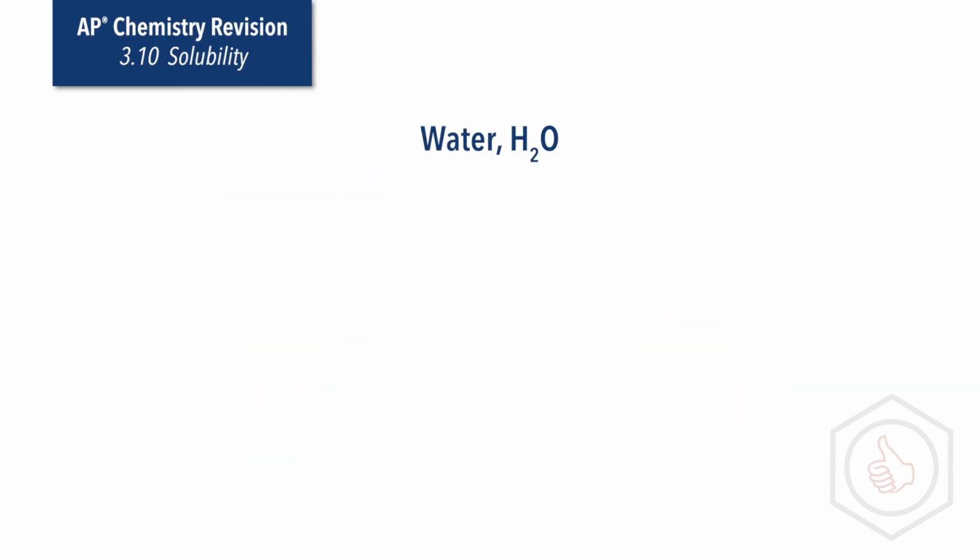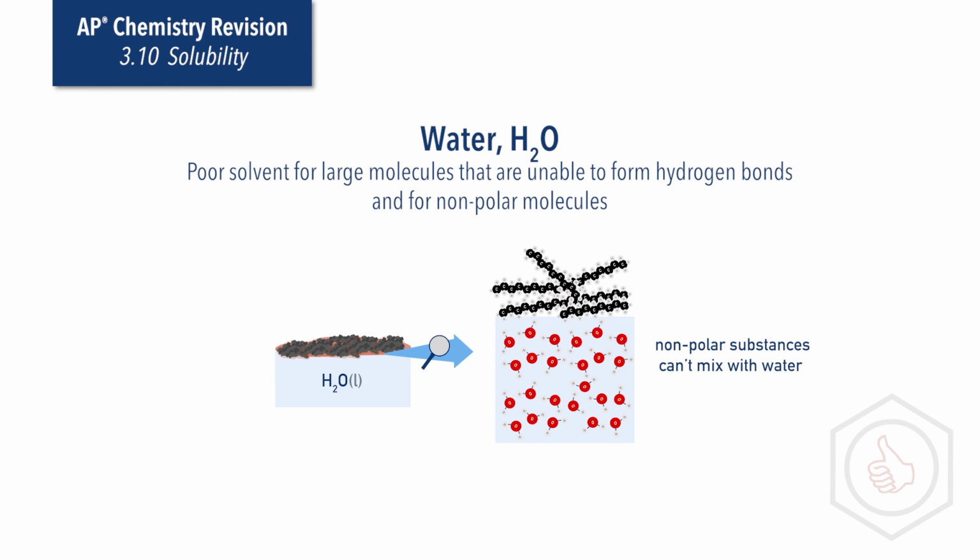Water is a poor solvent for large molecules that cannot form hydrogen bonds, for example, halogenoalkanes, and non-polar molecules, for example, iodine and hydrocarbons. These substances cannot interact favorably with water's hydrogen bonding network and are therefore insoluble or only partially soluble. This means it is more energetically favorable for water molecules to simply hydrogen bond to each other rather than mix with the solute molecules.